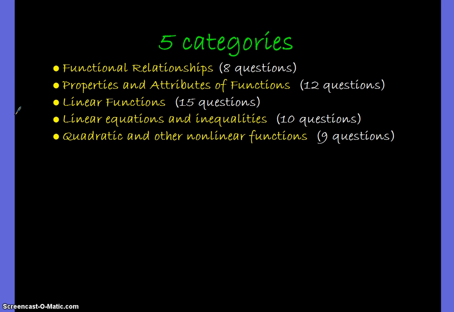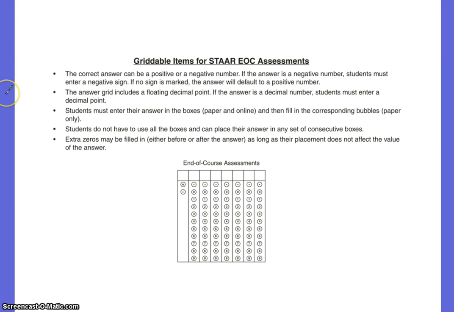There are 5 categories that are tested: functional relationships, properties and attributes of functions, linear equations and inequalities, and quadratic and other nonlinear functions. Don't really worry about the categories. You're going to be prepared for all of them. This is what the griddable question looks like. In other words, it's a short answer.